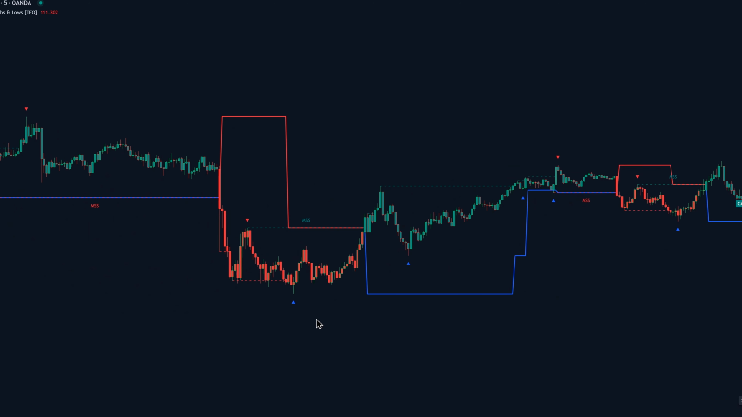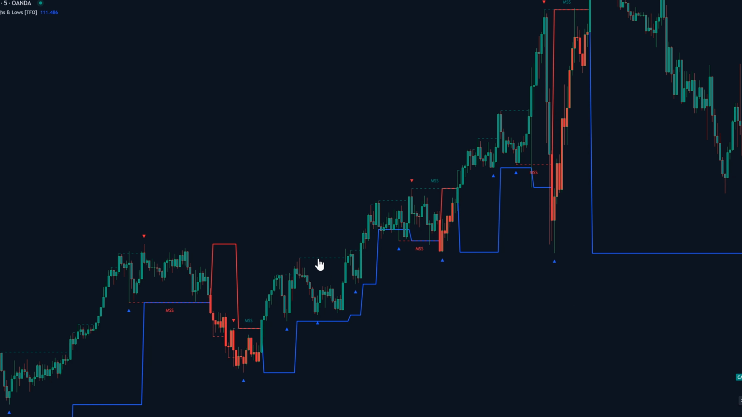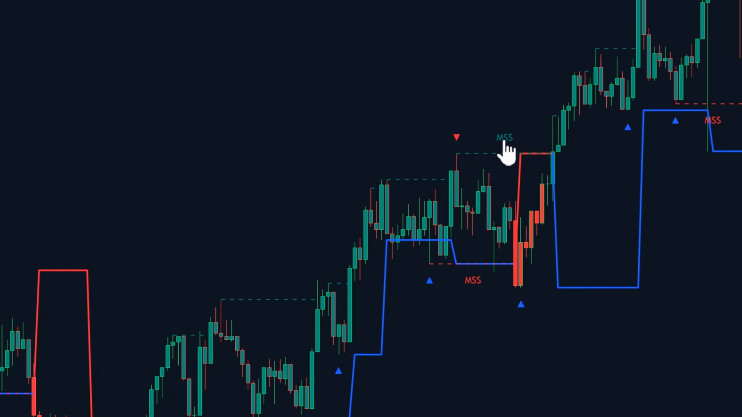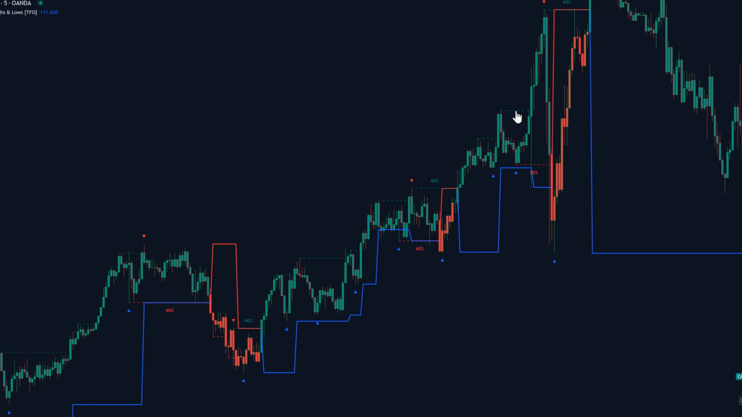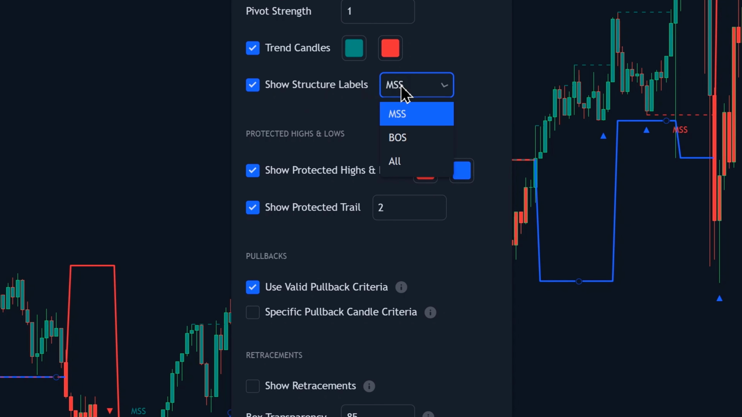Next, we have these upward and downward arrows. The blue upward arrows indicate protected lows and the red downward arrows indicate protected highs. Next, we have these dotted horizontal levels. These represent market structure shifts, also known as MSS, as indicated here. Then these levels that are not labeled indicate breaks of structure, also known as BOS. Now, to see both the BOS and the MSS labels, you just go into the settings, then under Show Structure Labels, you're gonna select All.